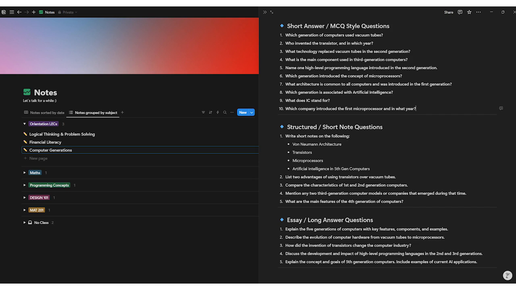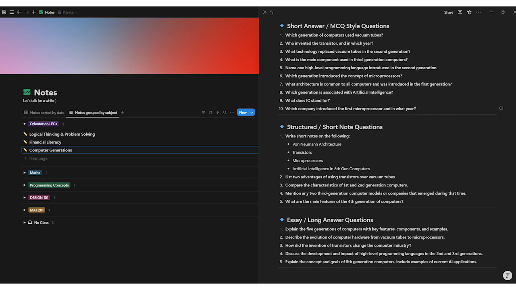List two advantages of transistors over vacuum tubes. They're asking the obvious questions. Two advantages: transistors are fast, of course, and they don't need a lot of energy, unlike vacuum tubes.